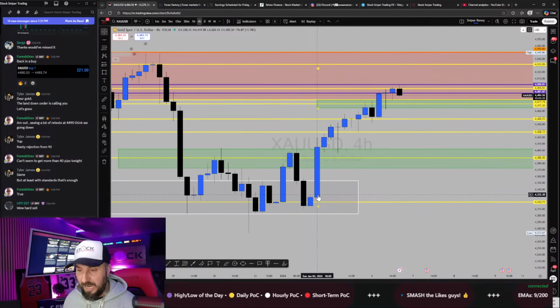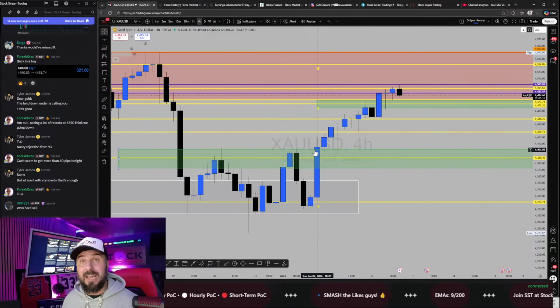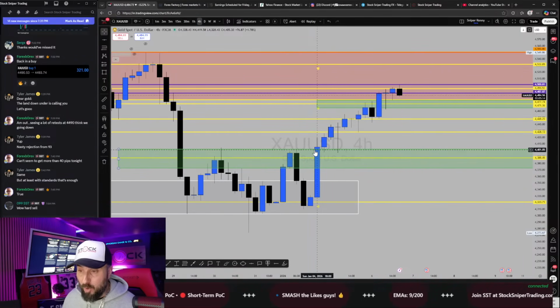So now we see this big, I can tell now what time, Sunday, 6 p.m., this big bullish engulfing candle. That was Venezuela news. Markets are opening up.